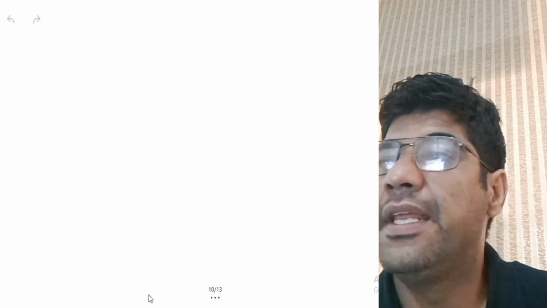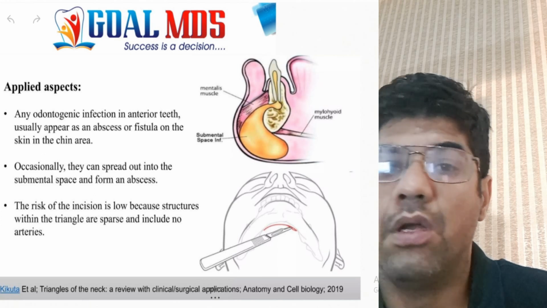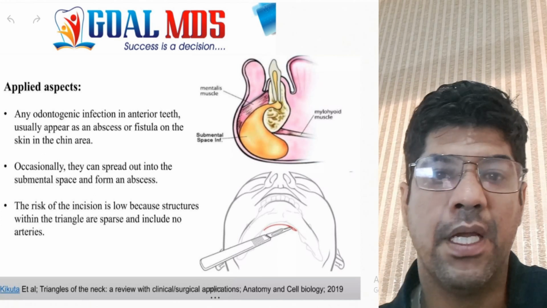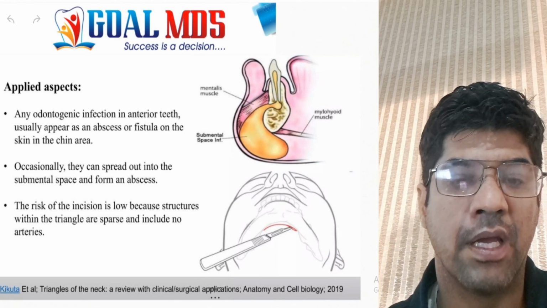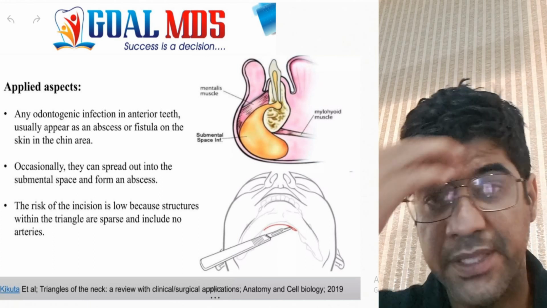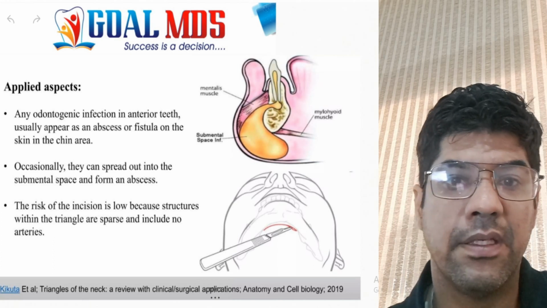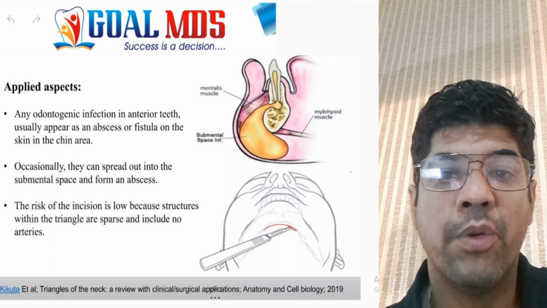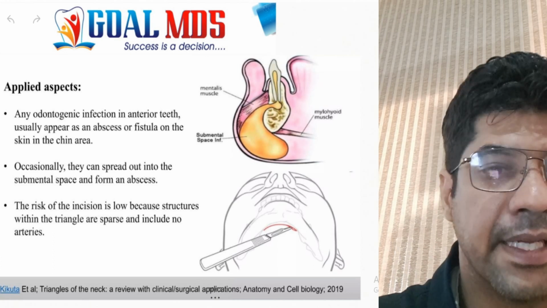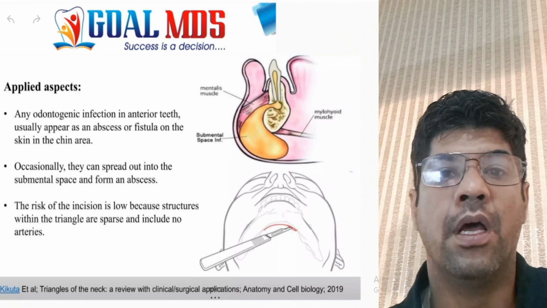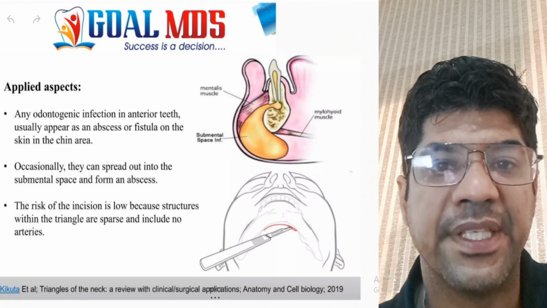Now let us discuss from the clinical point of view. Suppose a patient's symptoms suggest there is a lump, a potential issue within the submental triangle of the neck. So what could be the possible explanation that should be considered in that case? Number one, you can diagnose it as submental abscess.